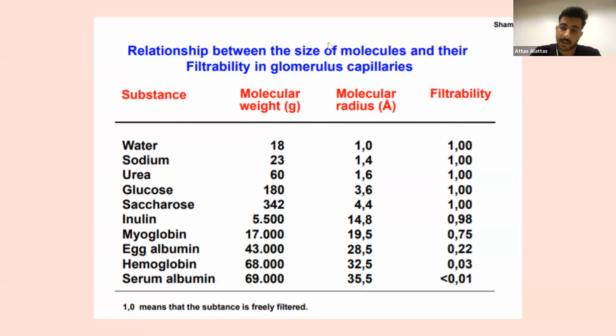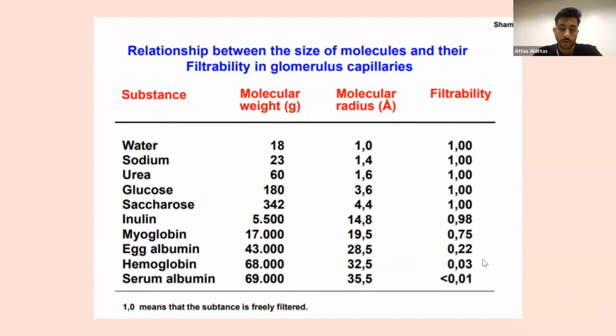Because of the endothelium of the capillary, the RBCs are not freely filtered. That's why hemoglobin has a filterability of 3% if it is free in the plasma. This happens in cases where, let's say, the RBCs are broken down and hemoglobin is released into the plasma, then you would see a filterability of 3%.